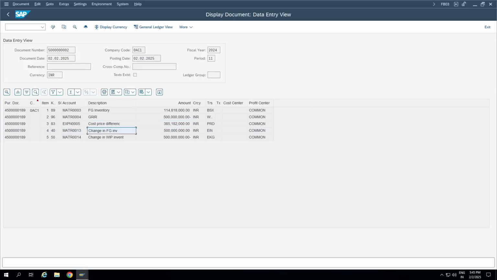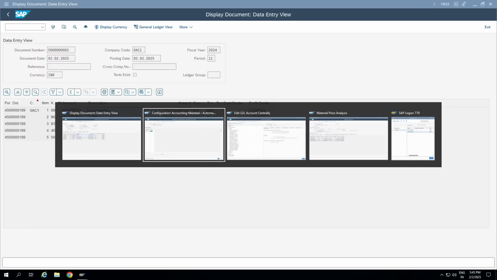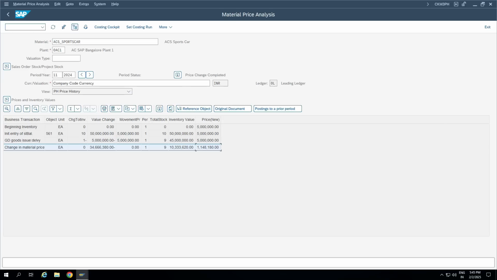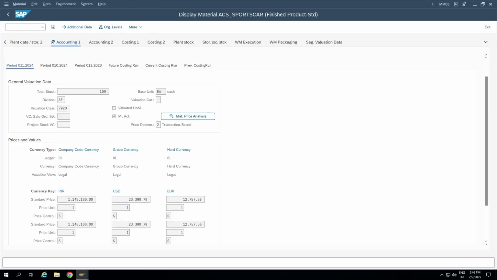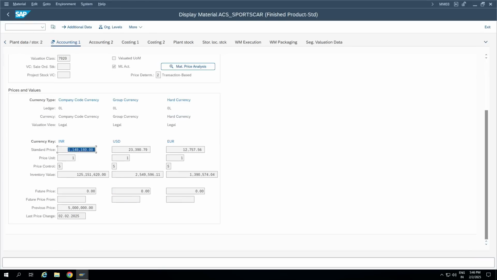Again, ignore these two GLs. So these are the three that we need to consider. This is a primary difference between how inventory is impacted when it is having a standard price as a price control versus moving average price as a price control. Now we'll go back to the material and let me reopen the material. There is no change in the standard price.